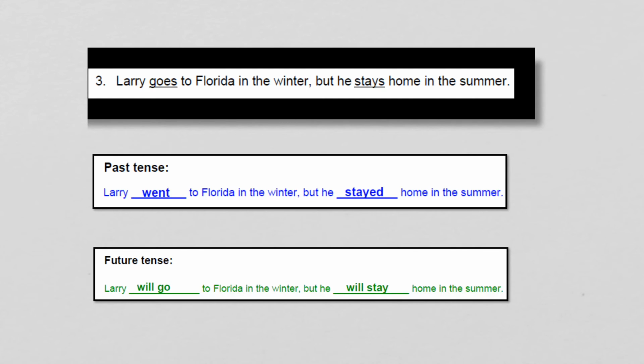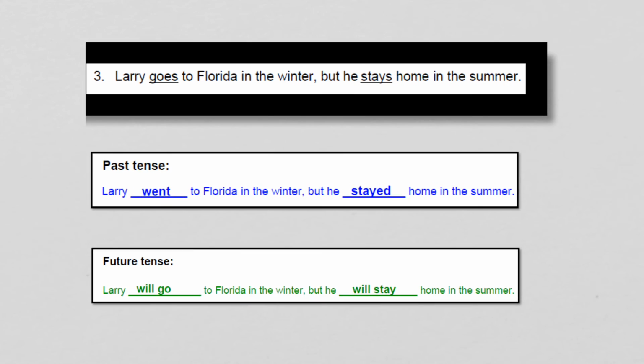Last example. This is the present tense. Larry goes to Florida in the winter, but he stays home in the summer. So the verbs there are to go, Larry goes to Florida, right? And to stay, he stays home in the summer.